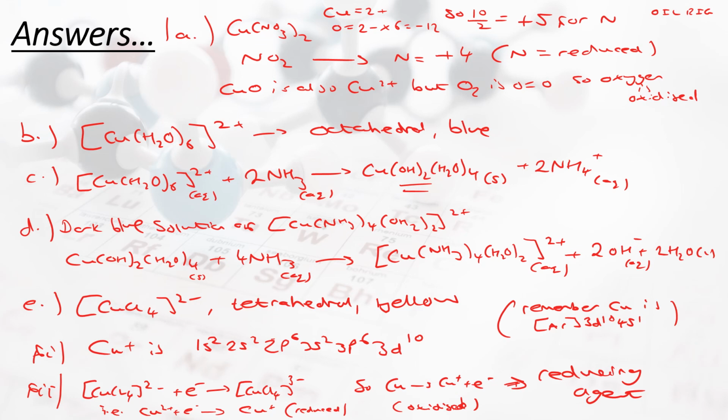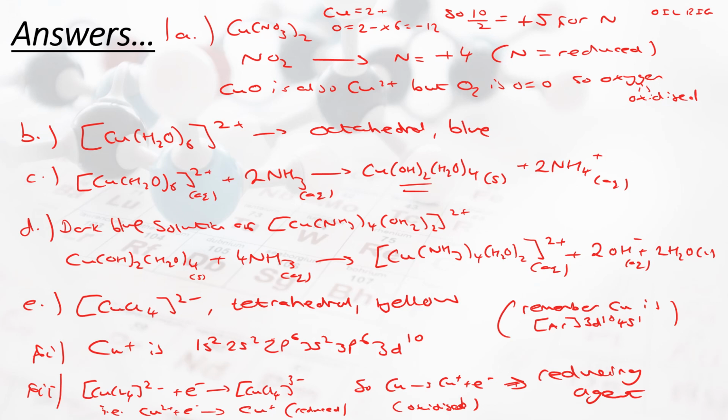In the NO2, it's a bit simpler. The oxygen, again the more electronegative, is -2. 2 lots of them, so -4. And so your nitrogen, to make it neutral overall, must be +4. And so our nitrogen has gone from +5 to +4. Therefore, it's gained electrons. Remember the mnemonic OIL RIG: oxidation is loss, reduction is gain. And so we have our nitrogen being reduced.